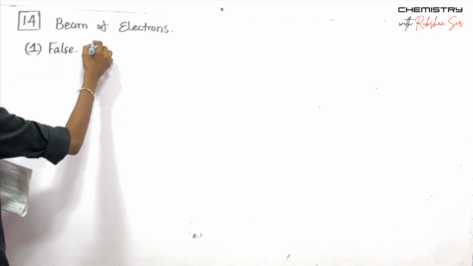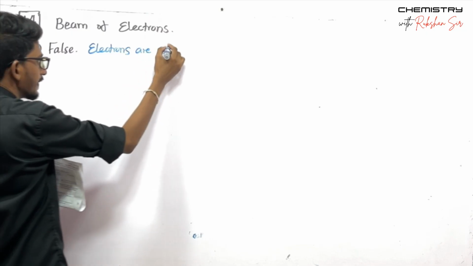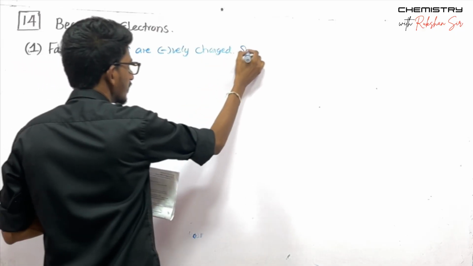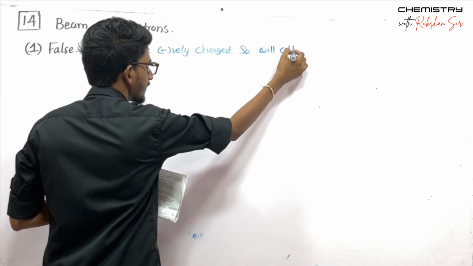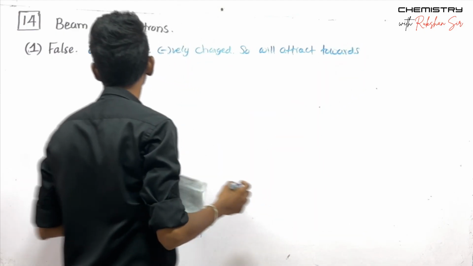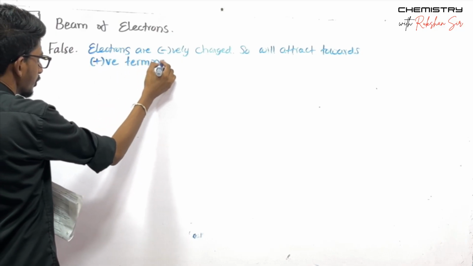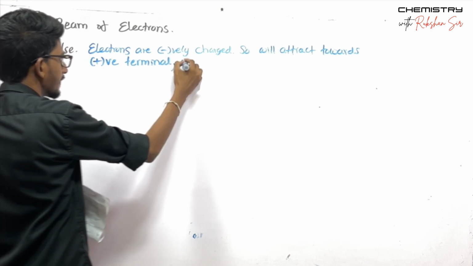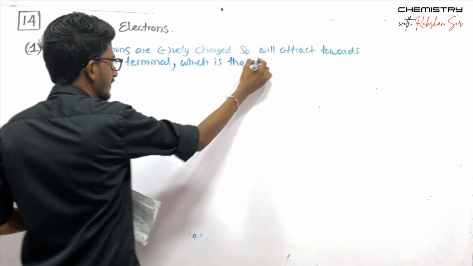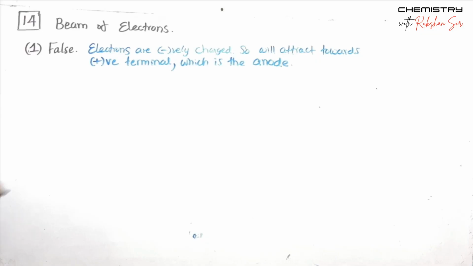Right? Electrons are negatively charged, so they will be attracted towards the positive terminal, the opposite terminal, which is the anode.